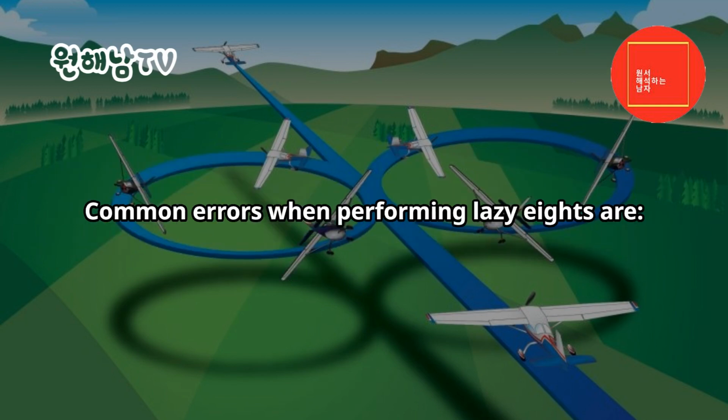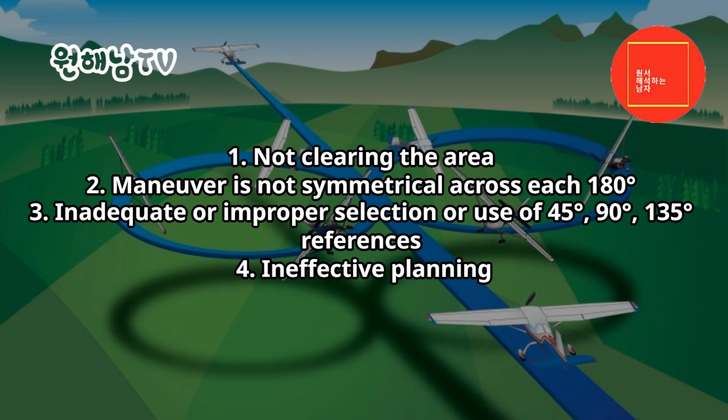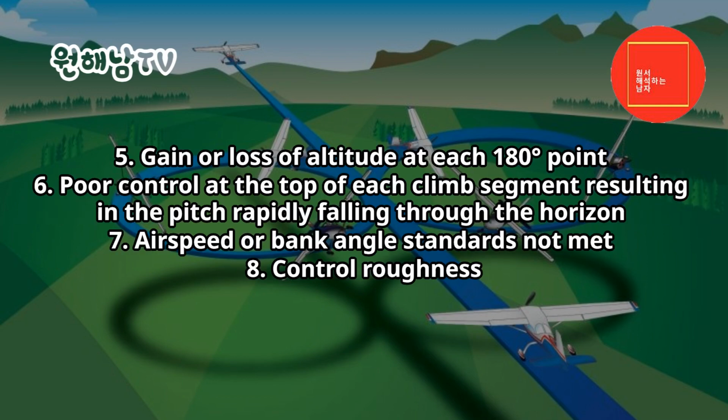Common errors when performing lazy 8s are: 1. Not clearing the area. 2. Maneuver is not symmetrical across each 180 degrees. 3. Inadequate or improper selection or use of 45 degrees, 90 degrees, 135 degrees references. 4. Ineffective planning. 5. Gain or loss of altitude at each 180 degrees point. 6. Poor control at the top of each climb segment resulting in the pitch rapidly falling through the horizon. 7. Airspeed or bank angle standards not met.